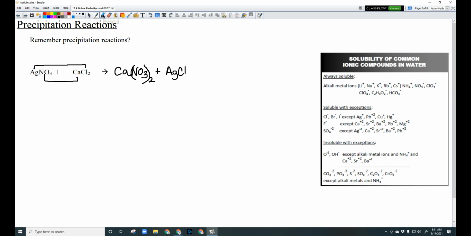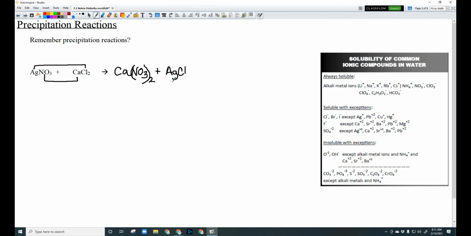Okay, now when we are deciding about a precipitate, remember we use the solubility chart that's in our reference materials, and we have to look at these ions. So we're going to try to find calcium on this ion list. And it's not always soluble. There's no calcium here, no calcium here. Calcium's here, but it's an exception, okay? And no calcium here. So now we're going to look for NO3. Always soluble. NO3 is right here. So this tells us that this is soluble. So what that means is it's going to dissolve in water.